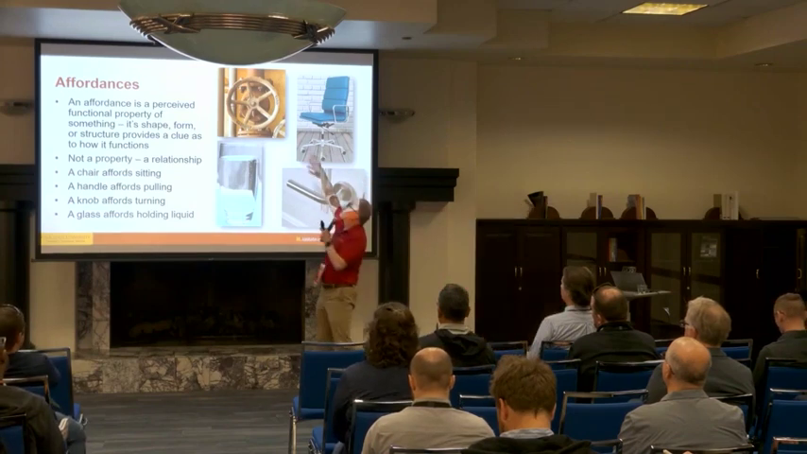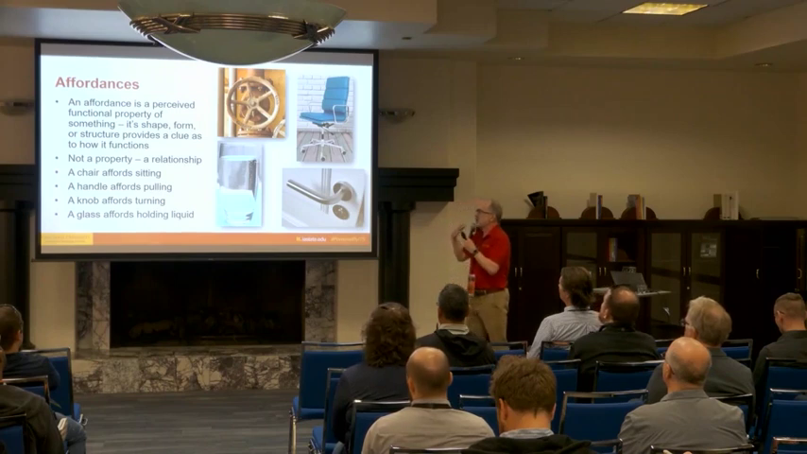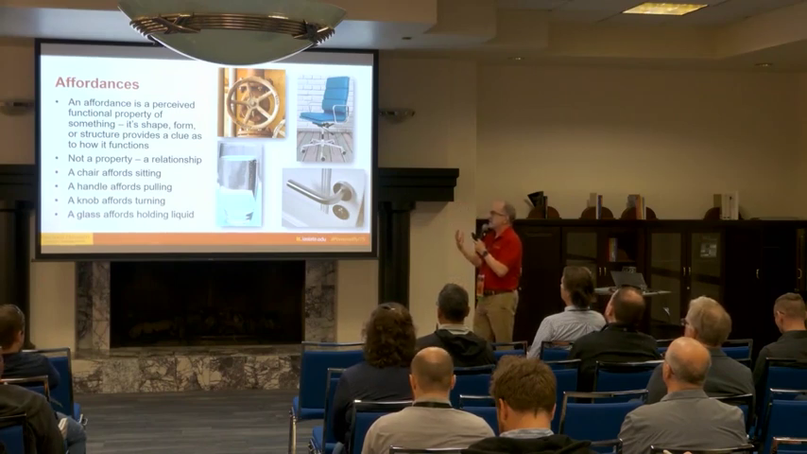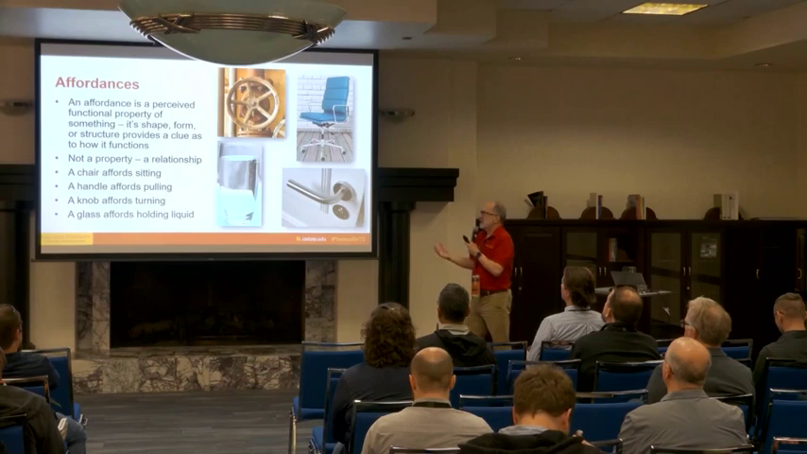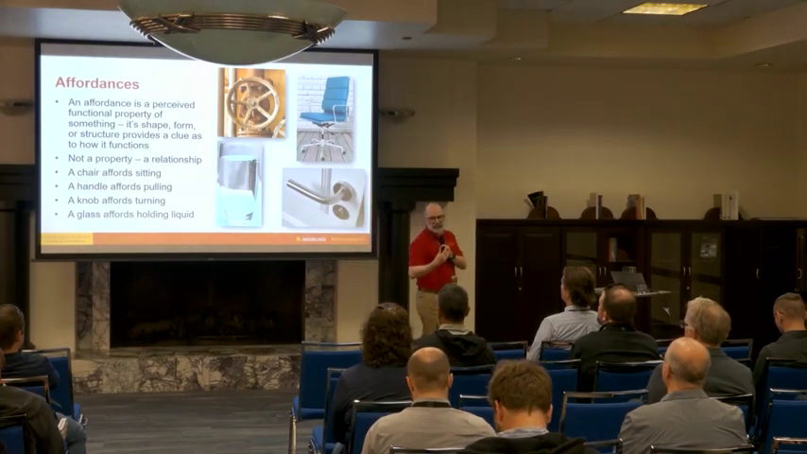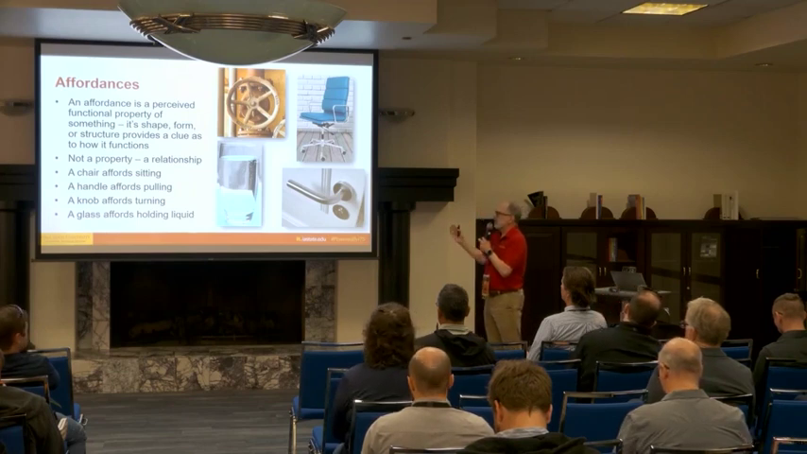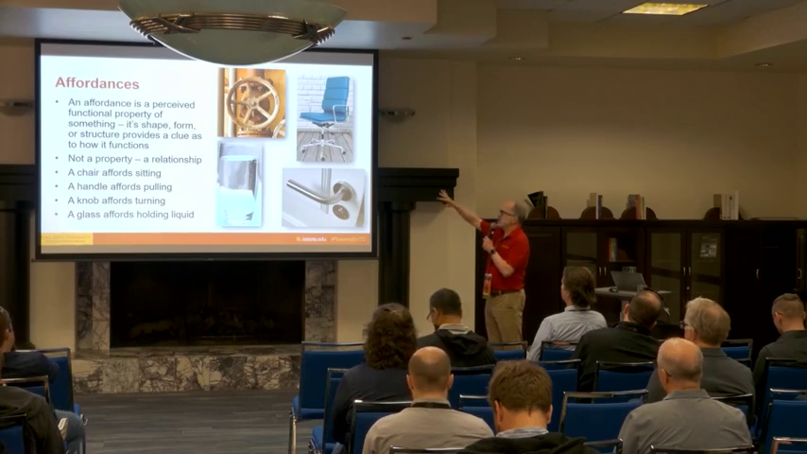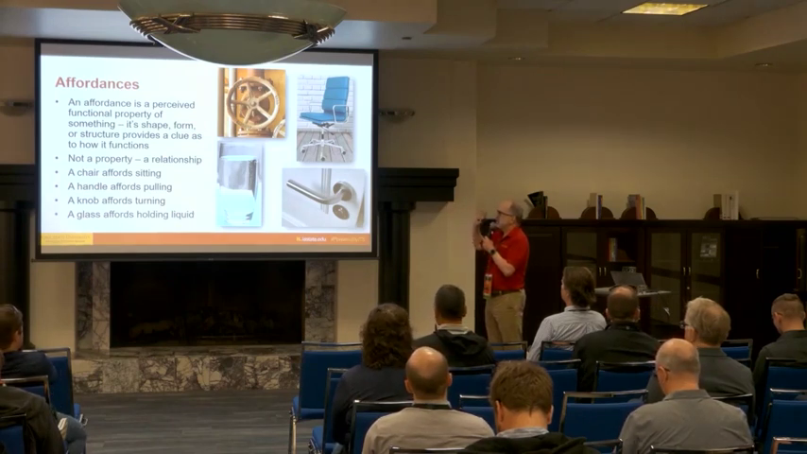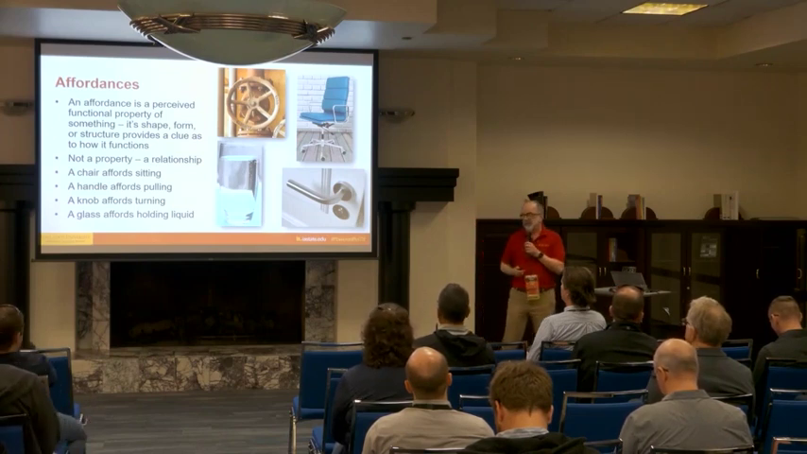This round wheel, well, that affords turning, right? You get the understanding that affords the ability to be turned. A glass or a container kind of affords the ability to hold something, or a handle might afford the ability to be turned. Okay, and so these are innate properties of whatever it is that give you some insight into how it could be used.